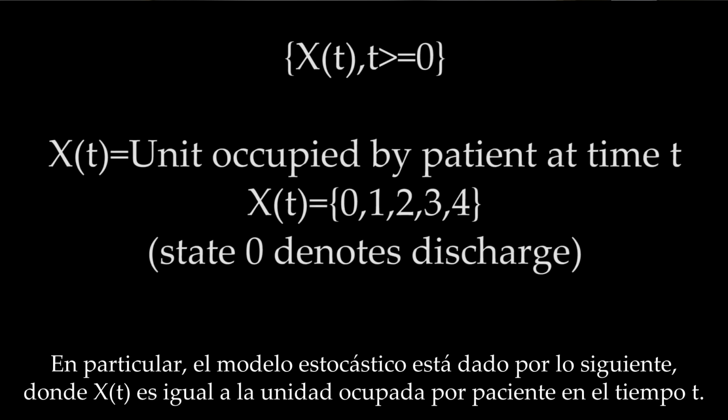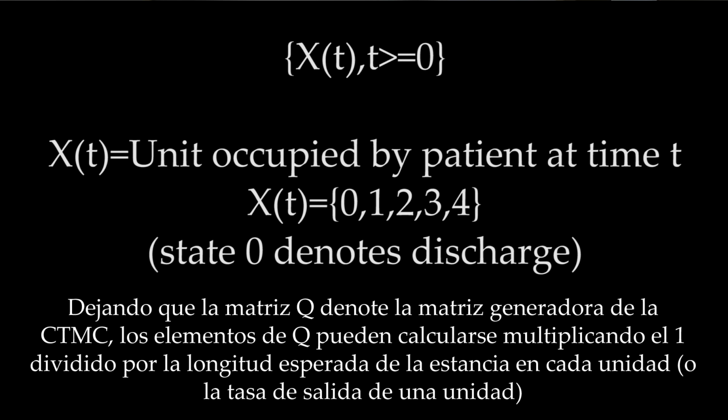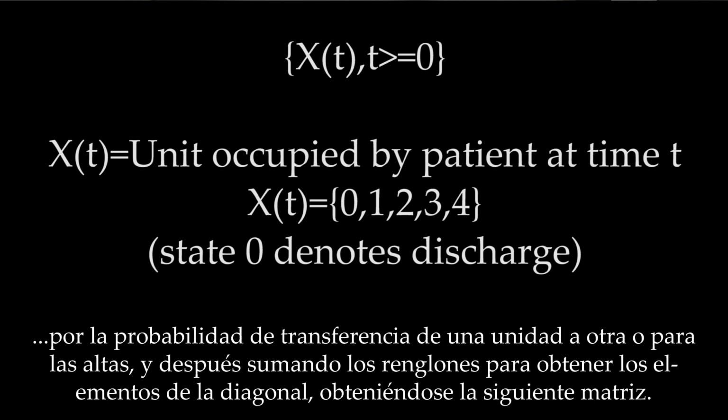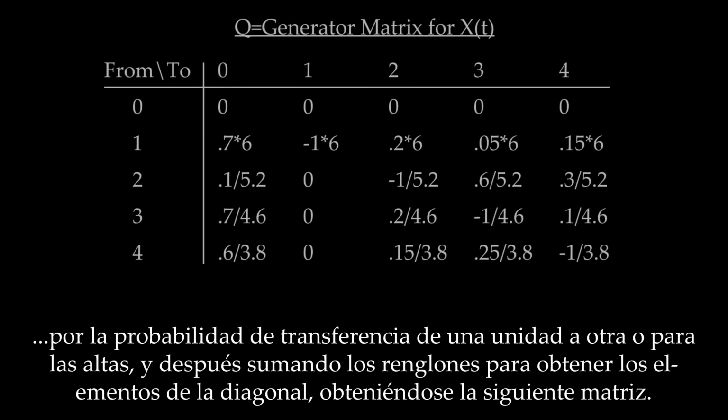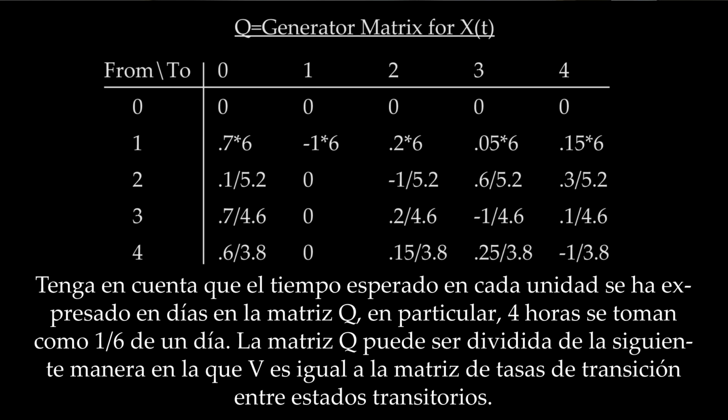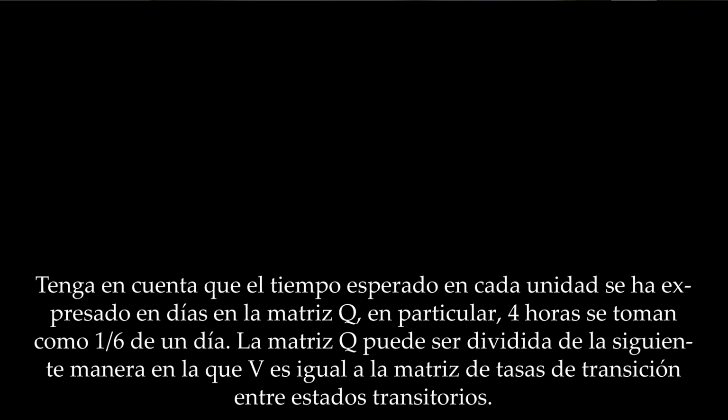In particular, the stochastic model is given by the following. Letting the matrix Q denote the generator matrix of the continuous time Markov chain, the elements of Q may be found by multiplying 1 divided by the expected length of stay in each unit, or the rate of departure from a unit, by the probability of transferring from one unit to another or to discharge, and then summing over the rows to get the diagonal elements, yielding the matrix. Note that the expectation of time in each unit has been expressed in days in the Q matrix. In particular, 4 hours is given as 1/6 of a day.